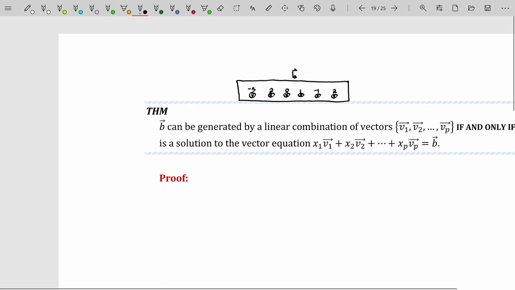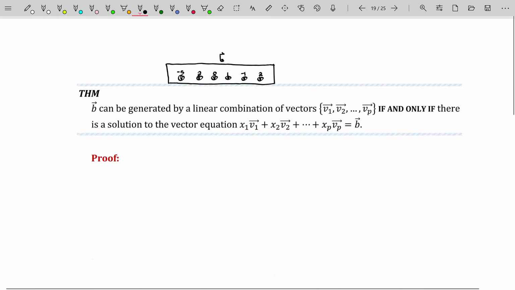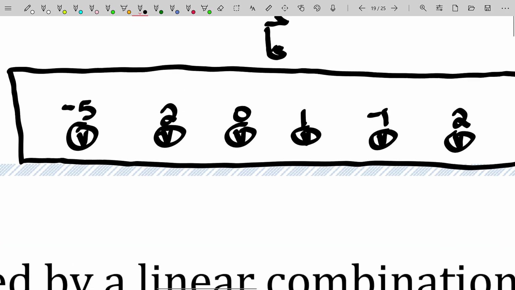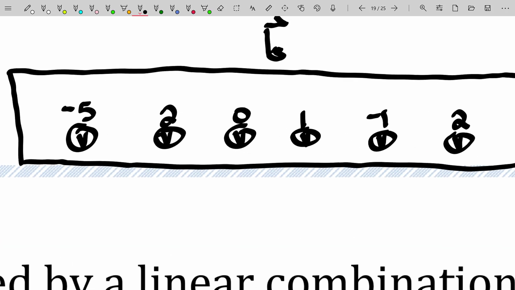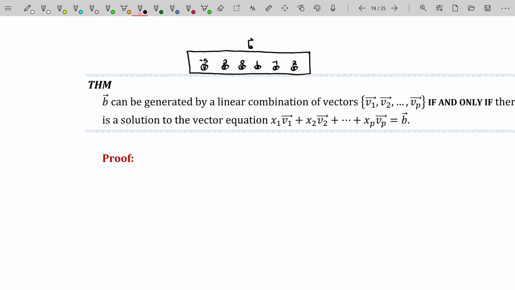And again, what this theorem is saying is, if you're hunting down some vector b, you know it can be generated by your vectors or by your dials if and only if you can find some way to turn those dials so that the linear combination of those turns times those vectors becomes the target vector b. I know that at the end didn't quite make sense, but that's what it means.